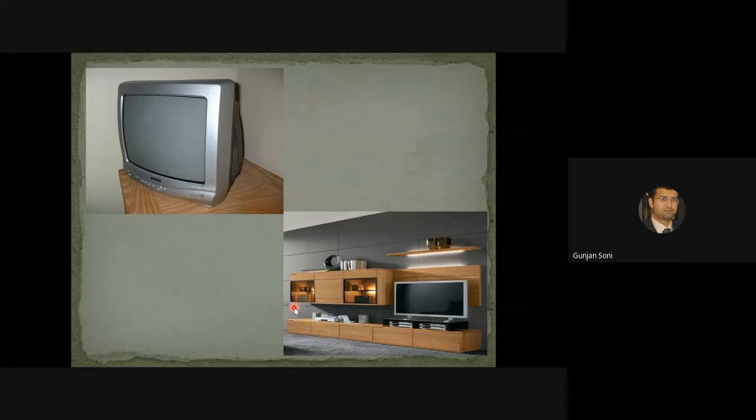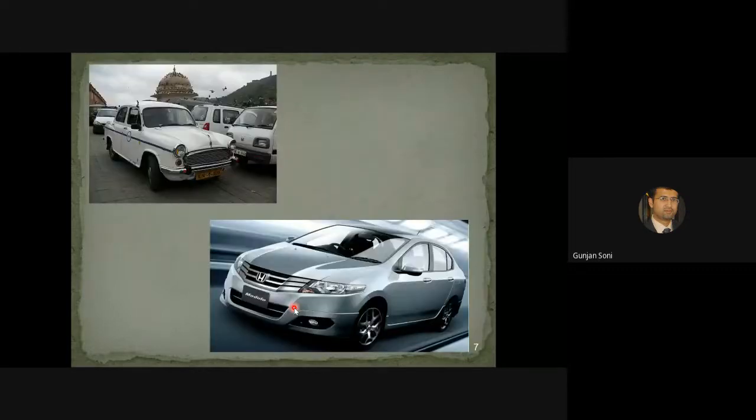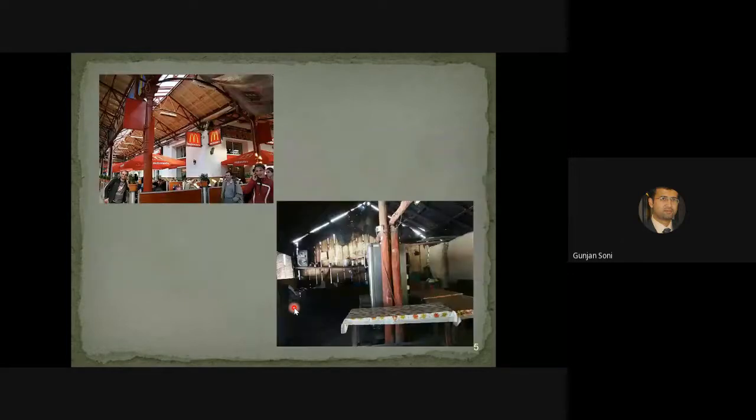Is an LED TV a luxury? I don't think so anymore. It's not a luxury. Or is having a sleek car a luxury? I don't think so. Is going to a multiplex a luxury? I don't think so. Most of the people who are working can afford at least a better lifestyle once. Okay, Karvi is coming to the point. So what is the better lifestyle? What is the meaning of better lifestyle? Yes, Karvi, what do you mean by better lifestyle?